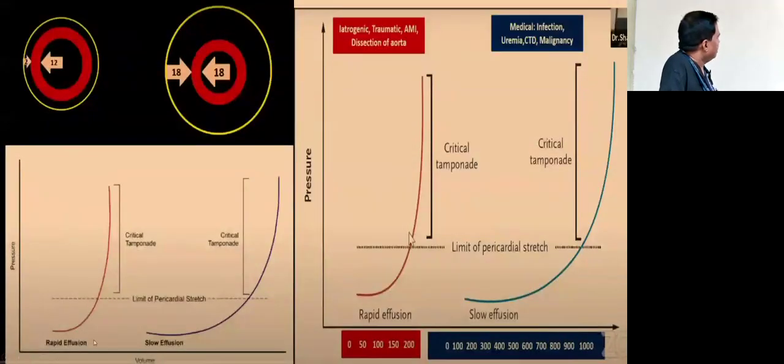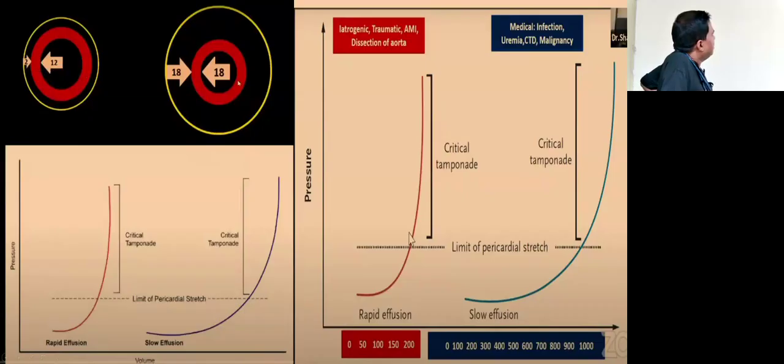So tamponade, one thing is the rapidity of fluid accumulation. This is the LV, the red color, and in between is the pericardial fluid. So here we see the rapidity of fluid. This is the pericardial pressure actually, and that is 2 and this is 12, and this is 18 and this is 18. So what happens here? This is the acute one. That is the rapid effusion, and this is the slow effusion.